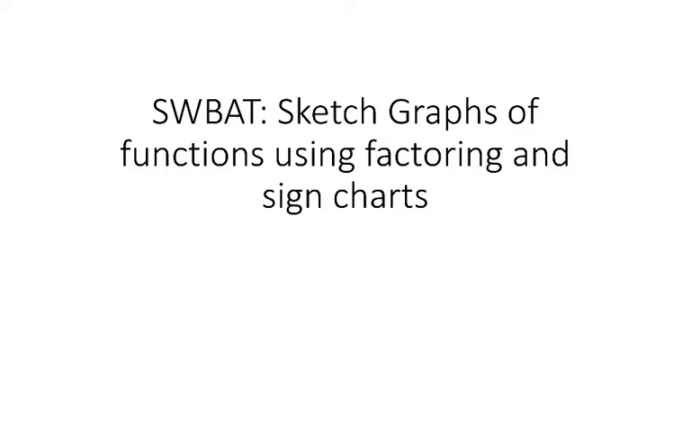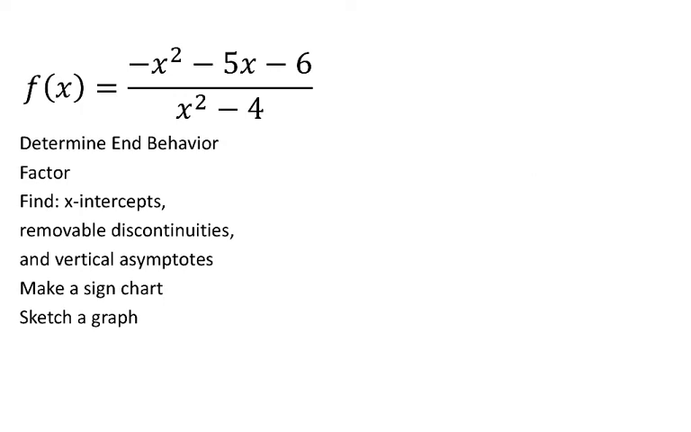So today we're working on sketching graphs of functions using factoring and sign charts. And so here's what it looks like. Ideally, by the end of today, you should be able to take a look at this function, factor it, and then, building upon the skills we learned last time where we took factored form and figured out end behavior, x-intercepts, vertical asymptotes, making sign charts, and then sketching a graph from all that.